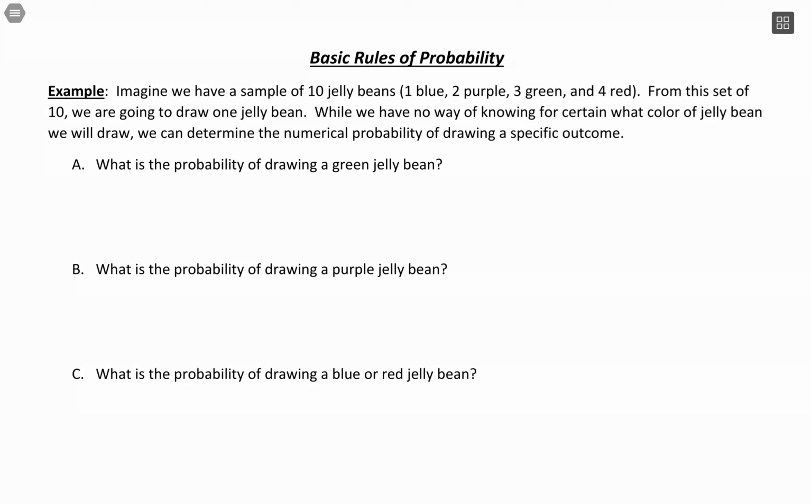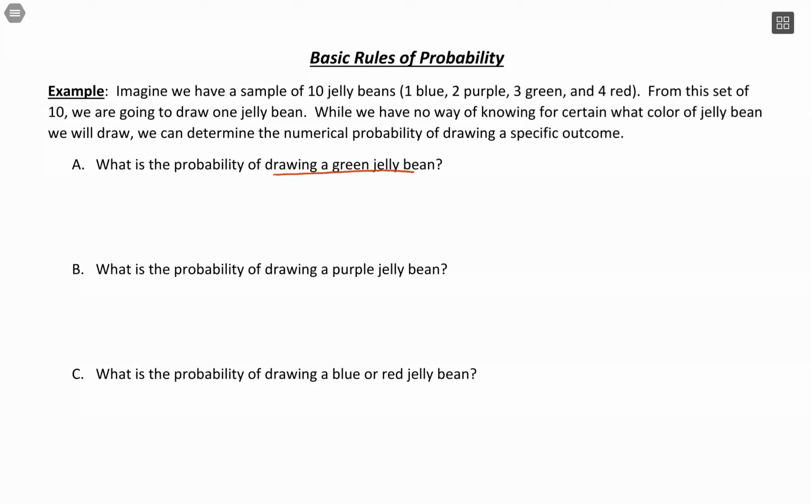Let's talk about the more basic rules of probability using that same example with the 10 jelly beans. What we'll do is connect the wording of what's being asked with how we would go about calculating it. So this first question is more direct probability in that they're just asking about the probability of some event happening. It's like, what's the probability of drawing a green jelly bean?